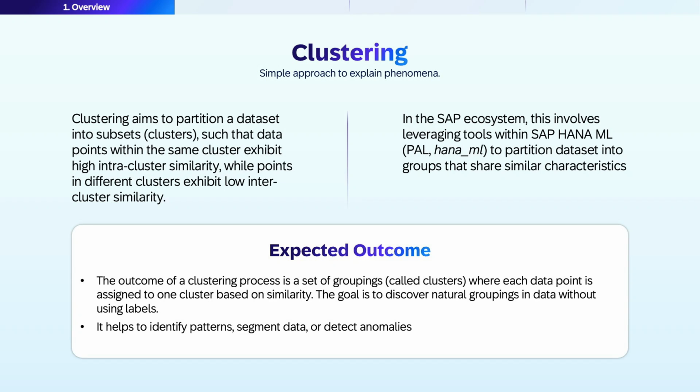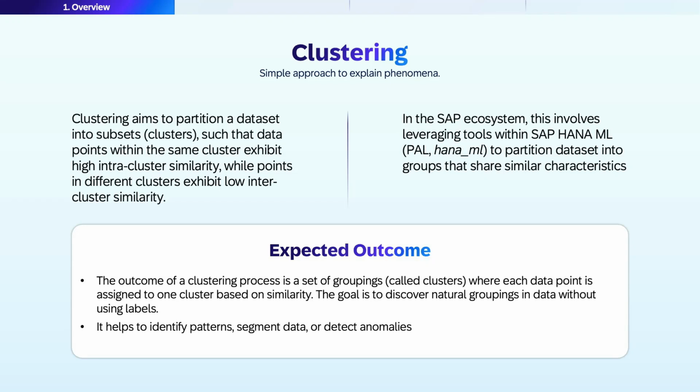Clustering aims to partition a dataset into subsets, also called clusters, such that data points within the same cluster exhibit high intra-cluster similarity, while points in different clusters exhibit low inter-cluster similarity. The result of clustering is a set of labeled groups that reveal underlying structure in the data, providing valuable insights for decision-making, pattern recognition, and anomaly detection.